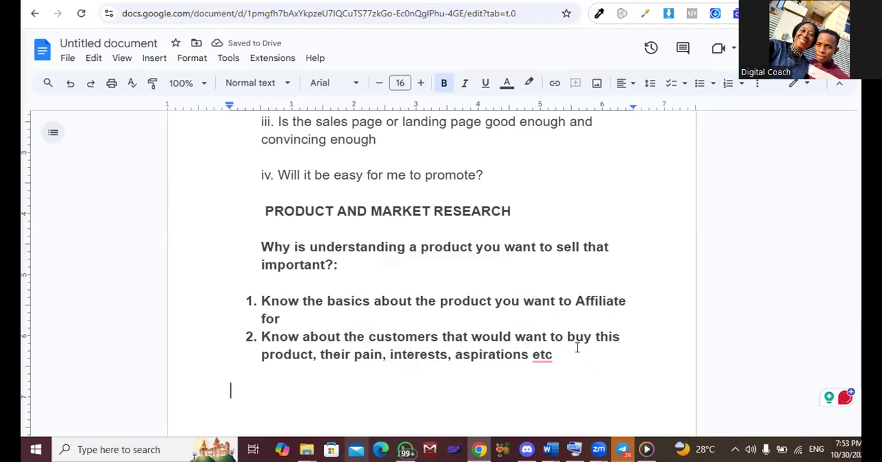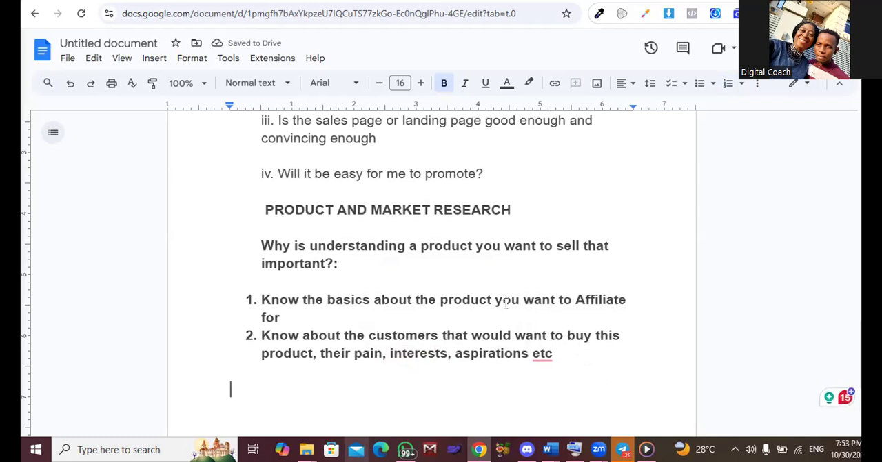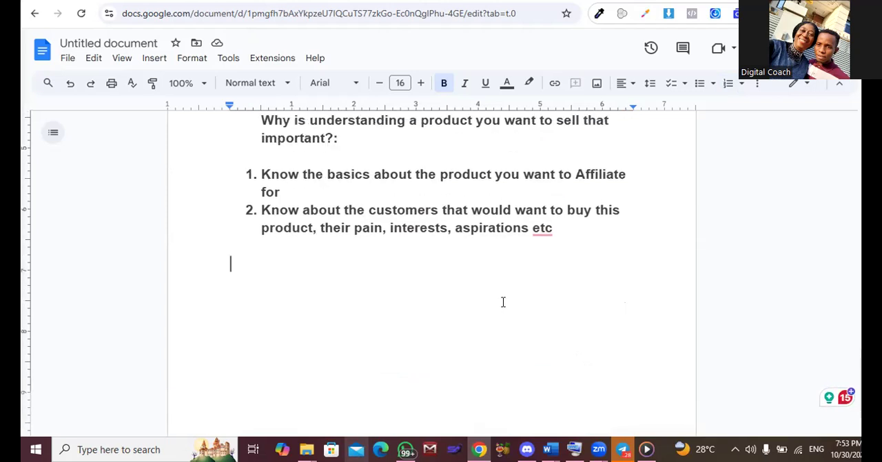So now let's look at the resources for research. What are the resources that are needed for research? To research your product, to research your customers, what are the resources that I'm going to use? Number one and foremost, the sales page.